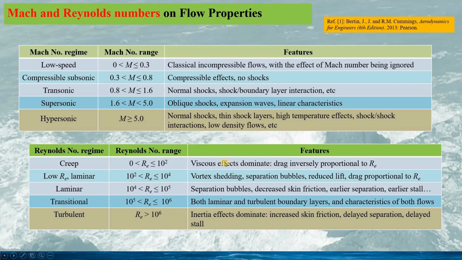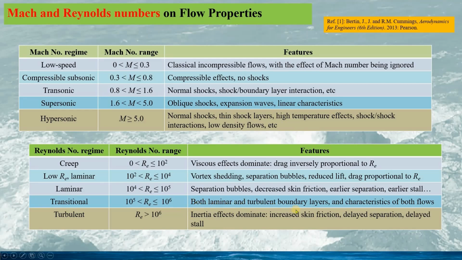For the effects of Reynolds number on the flows, if the Reynolds number is very small, less than 100, the flow is a creeping flow, where the viscous effect dominates the flow. When the Reynolds number is larger than 100 and less than 100,000, vortex shedding and separation bubbles may appear. When the Reynolds number increases to larger than 100,000 and less than 1 million, then we have the transitional flow.